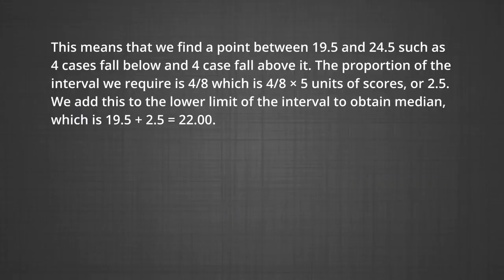This means that we find a point between 19.5 and 24.5 such that 4 cases fall below and 4 cases fall above it. The proportion of the interval we require is 4 upon 8, which is 4 upon 8 times 5 units of scores, or 2.5. We add this to the lower limit of the interval to obtain the median, which is 19.5 plus 2.5 is equal to 22.